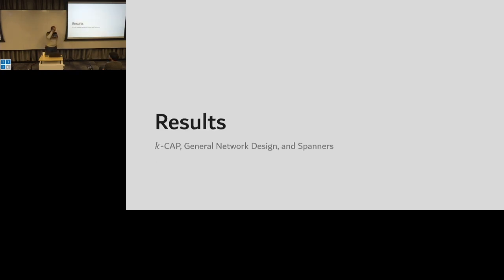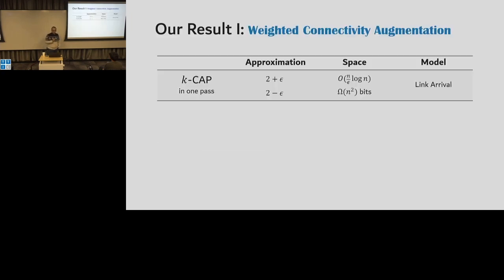Okay, so first let's see what results we have, and then I'll describe some of them. For k connectivity augmentation, we show that there is an algorithm in one pass of streaming that achieves a 2 plus epsilon approximation using order of n over epsilon times log n space, for the link arrival model. And it's not possible to get a 2 minus epsilon approximation in better than omega of n squared space. Also, to get any approximation, you need omega of n space because it's just the size of the solution.